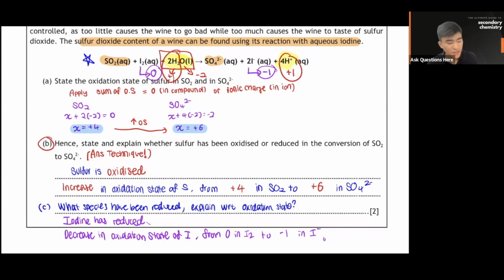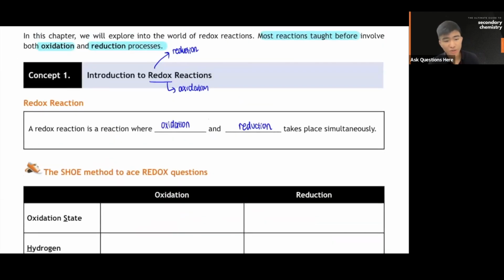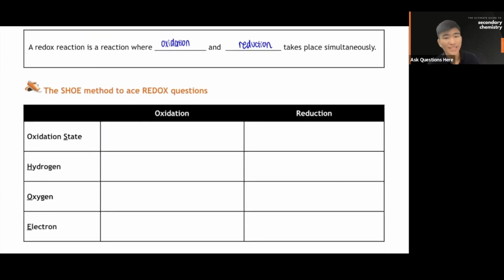Okay, if you have no questions, I would like to draw your attention back to page number 2, where we still have a table that we want to fill up. Now we have a shoe method to ace the redox question where I'll complete the story.